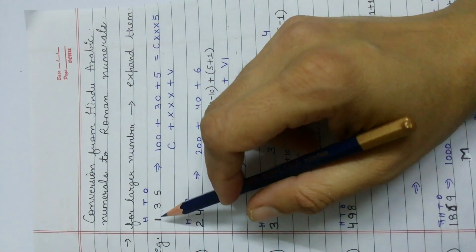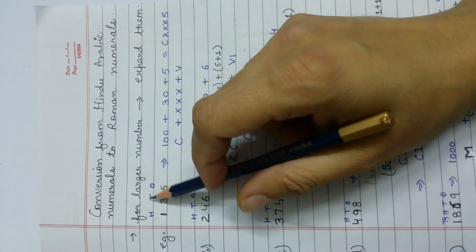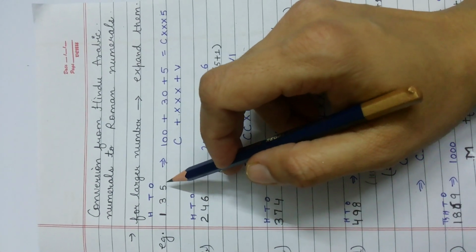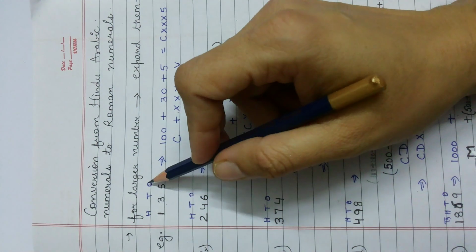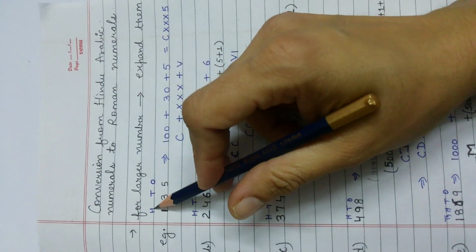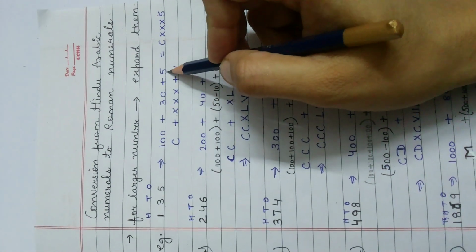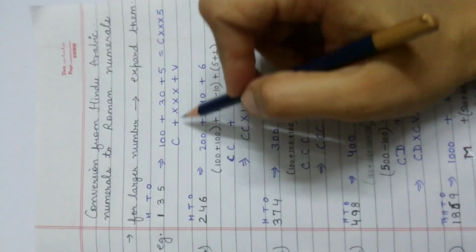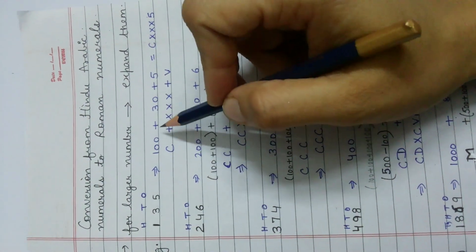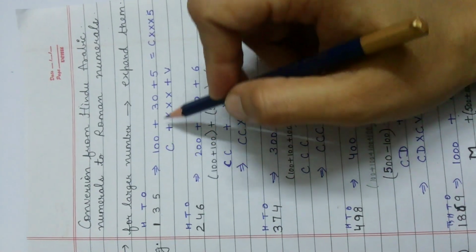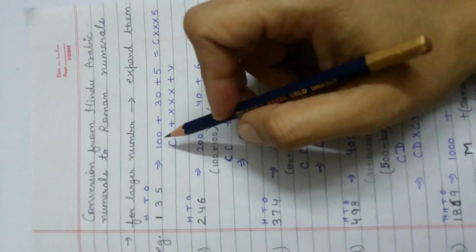Let's take an example and understand. Suppose the number is 135. Now I have to write this number as a Roman numeral. The first thing I am going to do is put the place values, ones, tens, hundreds, and expand this number: 100 plus 30 plus 5. By doing this activity, my number has become smaller. Yes or no? Now this number is divided into smaller parts, that is 100, 30 and 5.